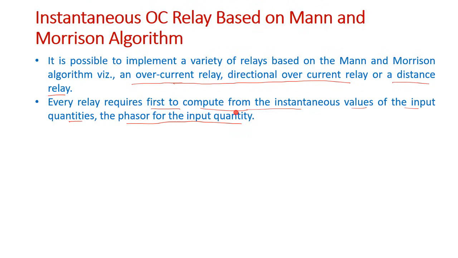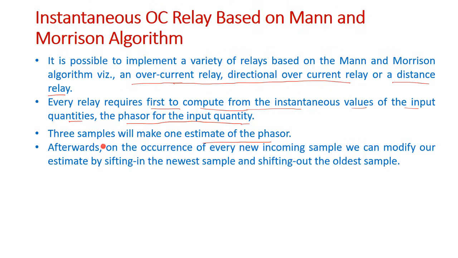When we collect the samples from the instantaneous values of the signal, then from those samples we can estimate the phasor. That is important. When we know the phasor input quantity, then easily we can implement the relay. So 3 samples will make one estimate of the phasor. Afterwards, on every new incoming sample, we can modify our estimate by shifting in the newest sample. So it will gradually shift. The oldest sample will first be removed, then a new sample will be entered.